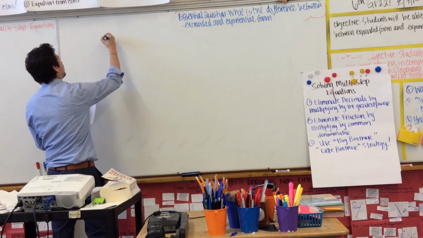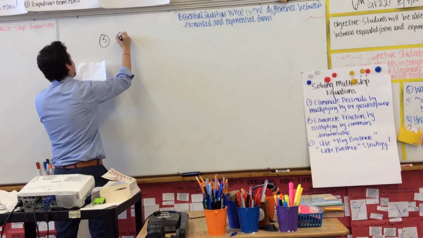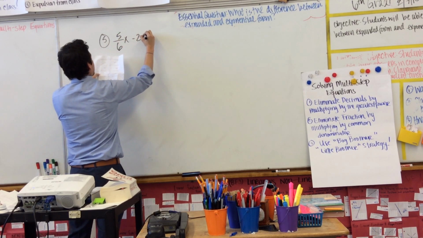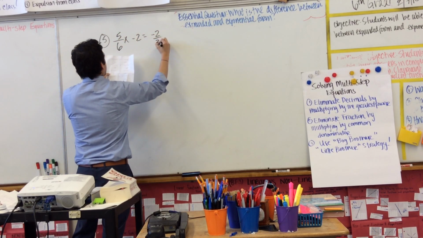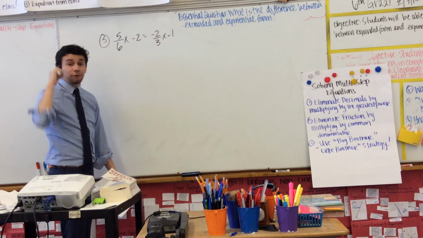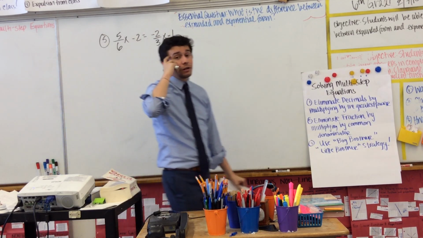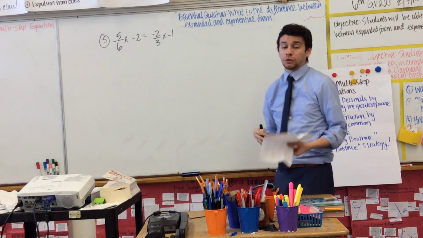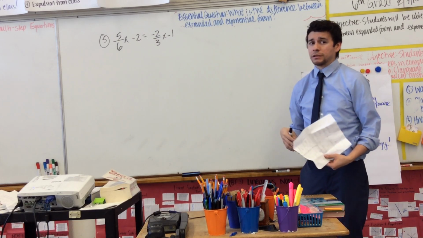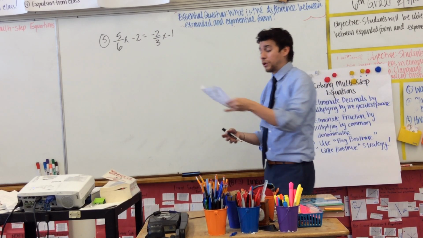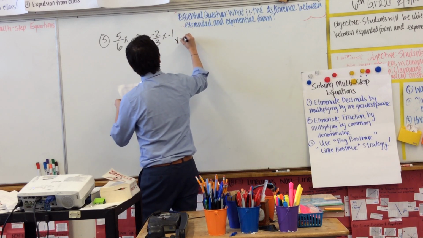Number 5. 5 over 6x minus 2 equals negative 2/3 x minus 1. Now you could get fractions from this. I mean, it's very hard to create a problem that the answer is a whole number. So you could get fractions on these. Okay, if you do, just reduce the fractions. In this case, the answer will be 2/3.